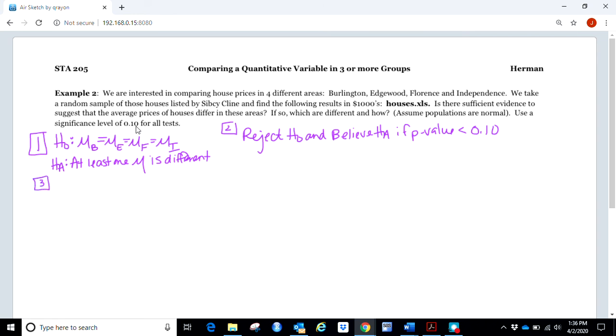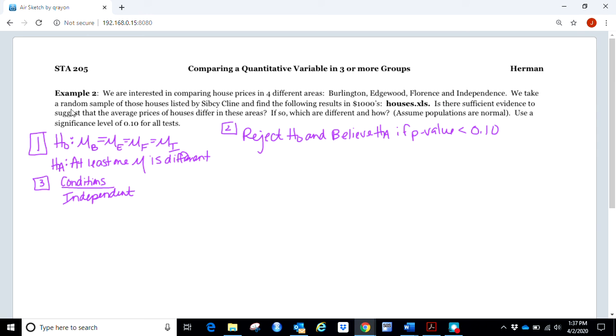In step 3 is where we first do our conditions and then our test statistic. So our first condition is knowing that we have independent random samples. So why is this example independent? Remember, we always assume that they are independent until we know otherwise. For us to know otherwise, I would have to know that sampling a certain house in Burlington would ask me to sample a certain house in Edgewood, Florence, and Independence.